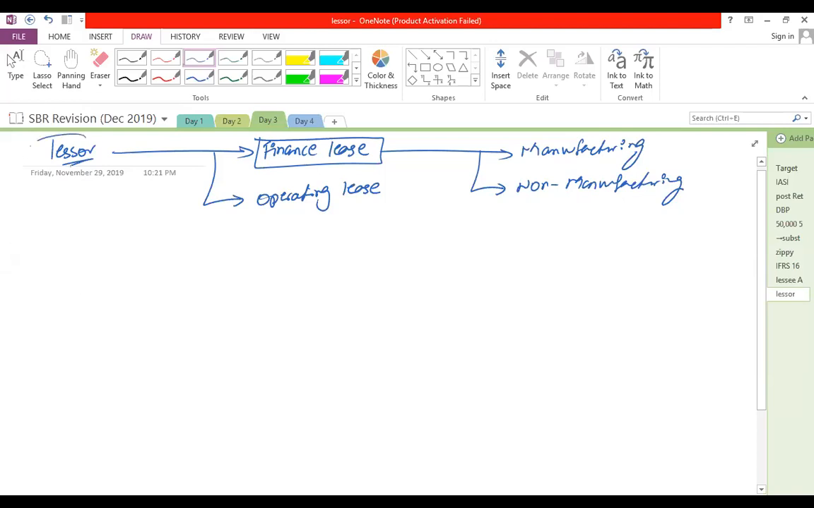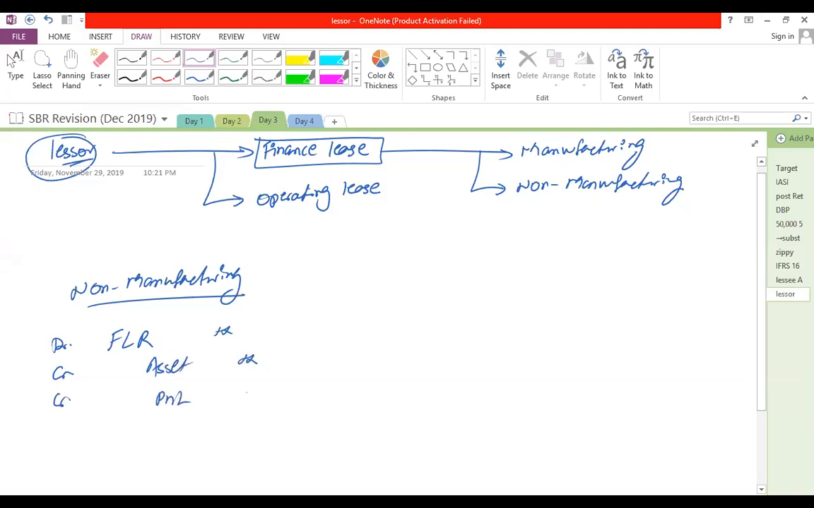Now, the accounting for the lessor is simply the opposite of the lessee. The lessee was receiving the right to use asset, the lessor is delivering the asset. So ideally, let's start from the non-manufacturing one. So ideally, the accounting for the non-manufacturer is going to be the finance lease receivable debit and the asset credit, with any balancing figure taken to the P&L. So the asset should be credited by the carrying amount of the asset, and the P&L should be simply the balancing figure.